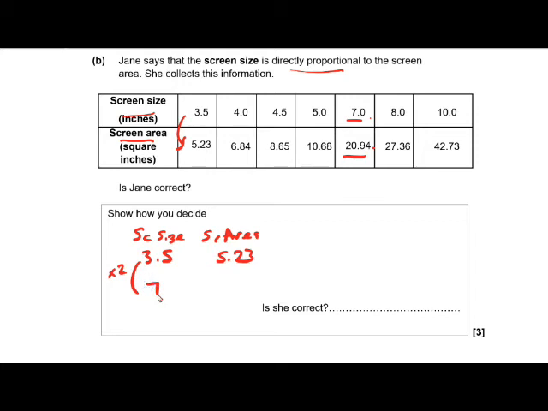7 inches. If I multiply one side by 2 to be directly proportional, I need to multiply the other side by 2, then the 7-inch screen should have an area of 10.46. And it doesn't. It's 20.94. So is she correct? No, she is not. Because if it was directly proportional, this would be 10.46.